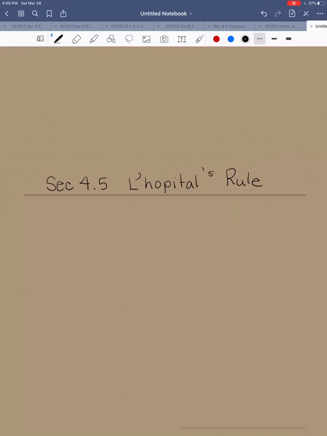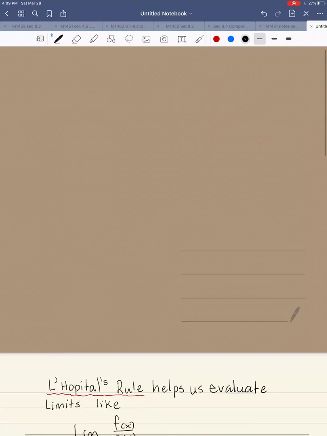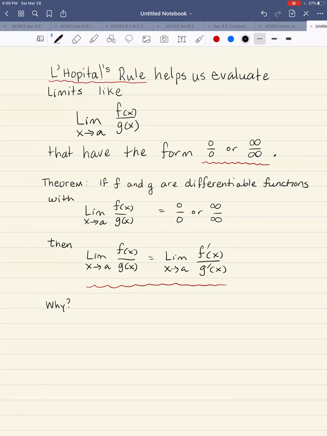Section 4.5, we're going to see how L'Hopital's rule can be used to help us evaluate limits of expressions. The expressions that we're talking about are going to be rational expressions. And we're looking at limits of rational expressions that will have the form 0 over 0 or infinity over infinity.